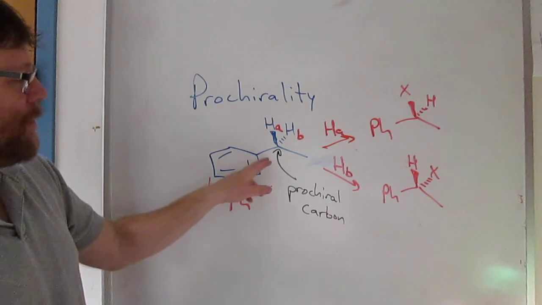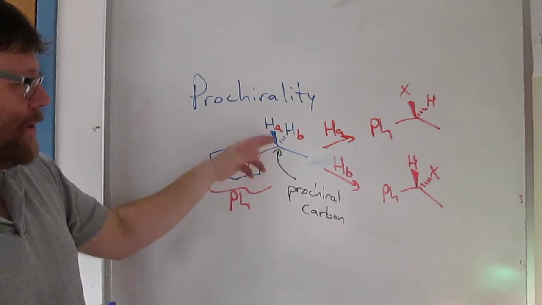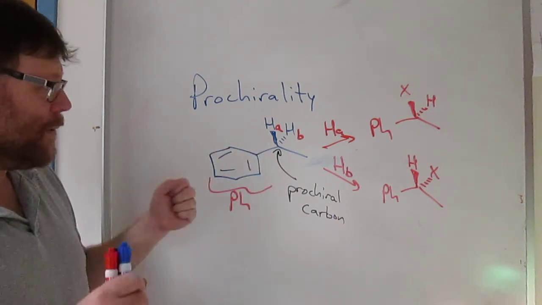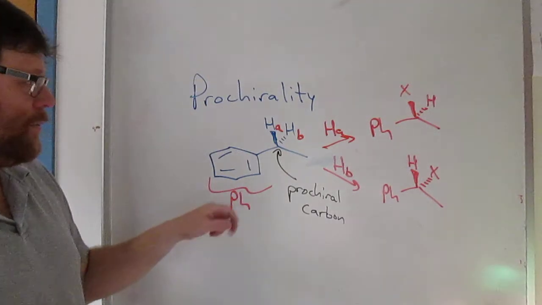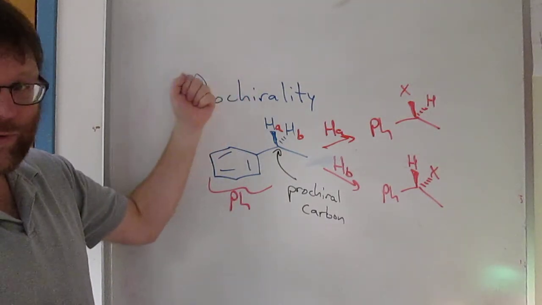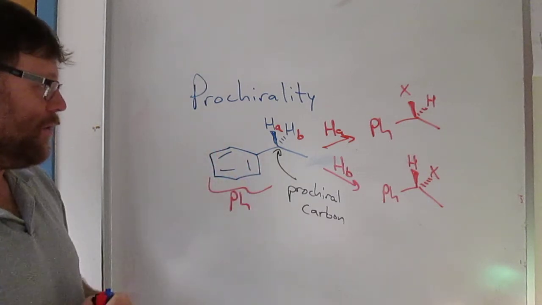So anyway, you should be able to identify prochiral carbons. They're typically going to be CH2s or carbons with 2 identical groups and 2 different groups, so that if you replace one of the identical groups with something else, you get 4 different groups in a chiral carbon.